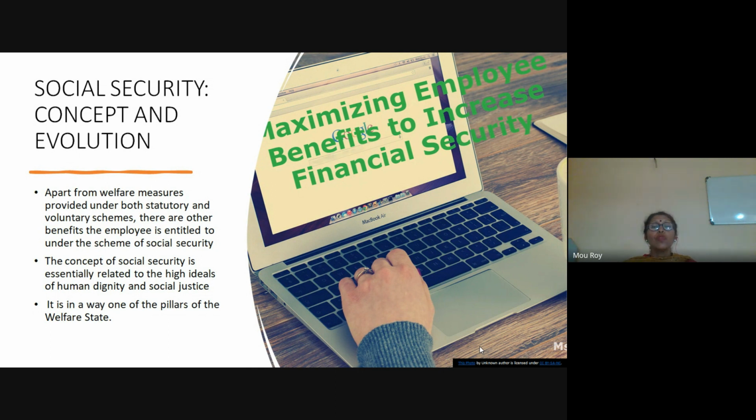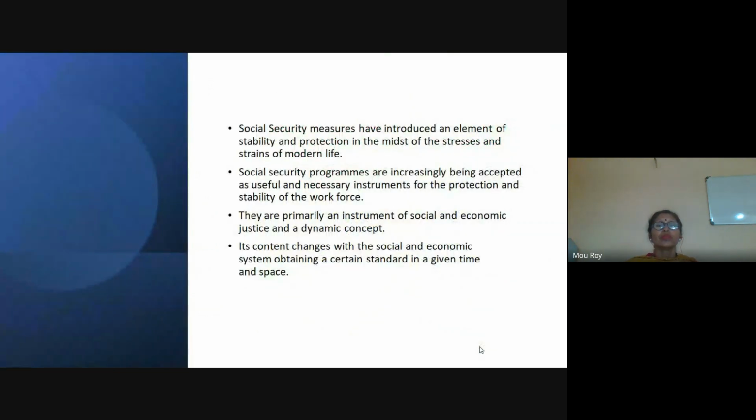Okay, so as I say, that's social security. The concept of social security is essentially related to the high ideals of human dignity and social justice. So it is in a way one of the pillars of the welfare state. Social security measures have introduced an element of stability and an element of protection in the midst of stress of modern life.